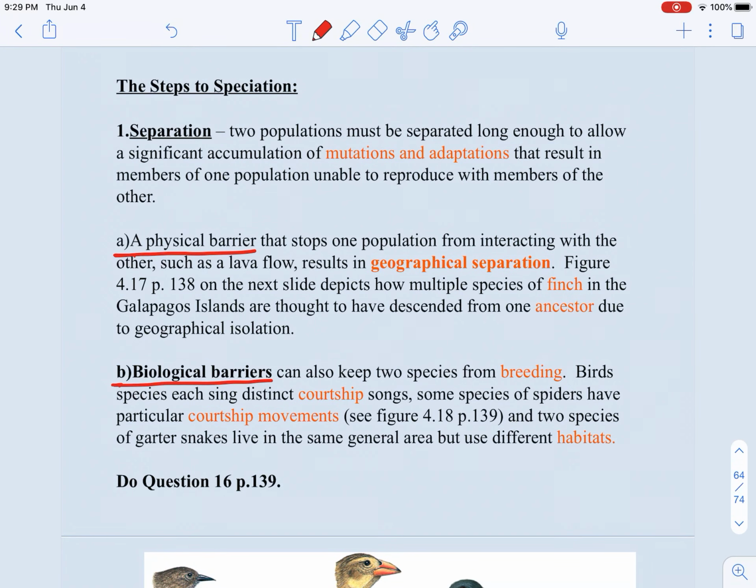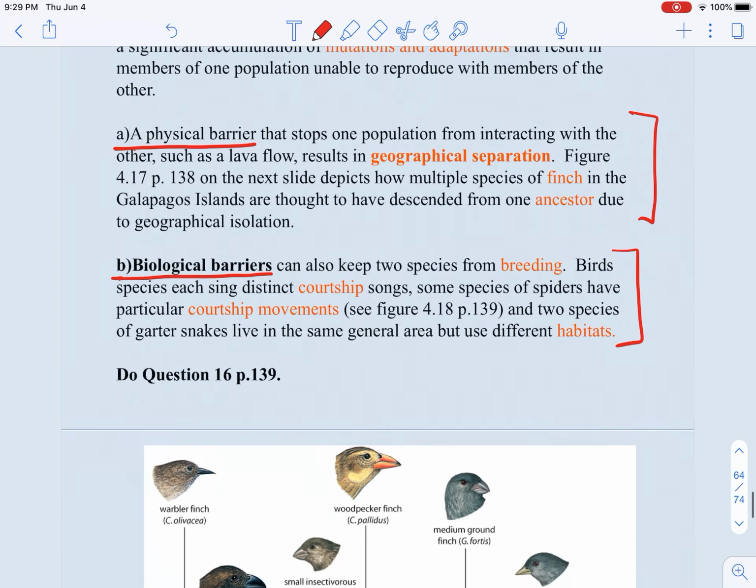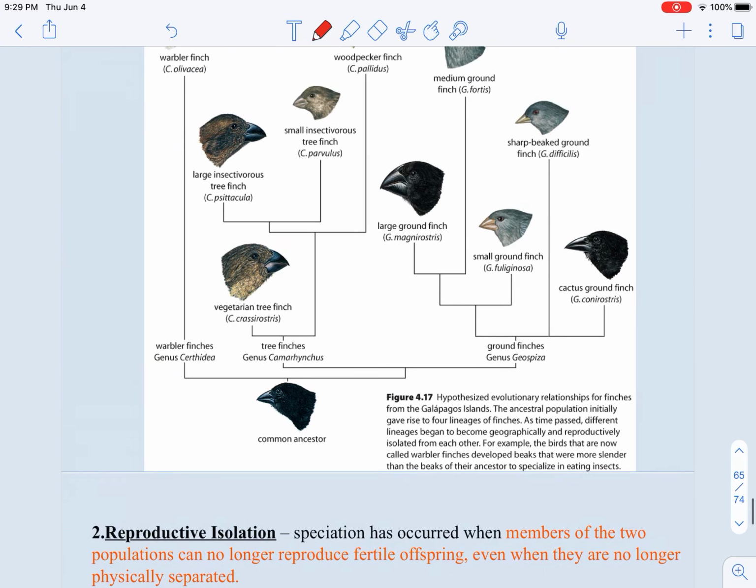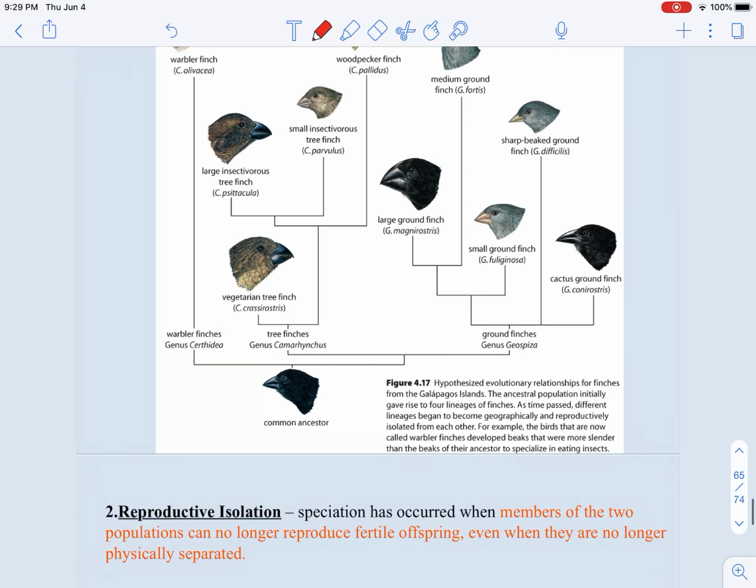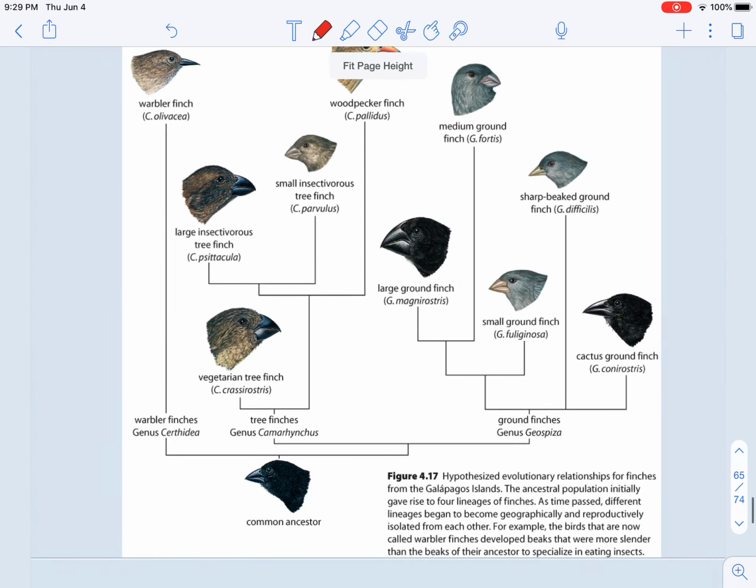Okay, so the ways that speciation can happen is, number one, by separation. You can have groups that are separated long enough that mutations can happen independently of the other group. There could be some kind of physical barrier that separates them, a geologic barrier like an island or a lava flow, or there could be a biological barrier that keeps them from breeding anymore, something like a different courtship song. So one of those barriers can show up, and that could be enough to get them developing differently in different places.